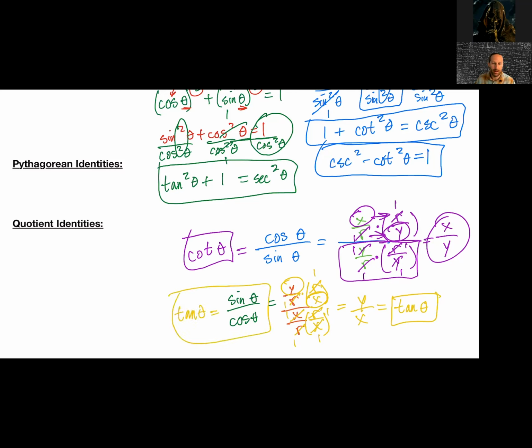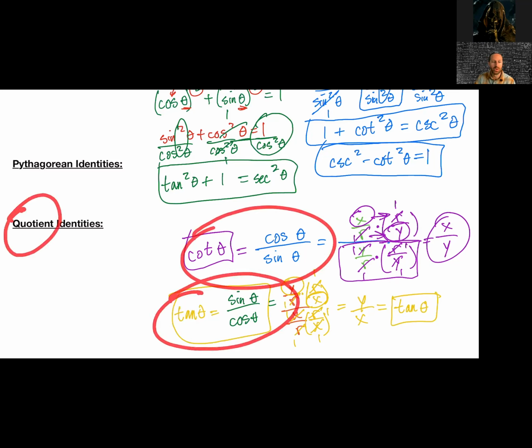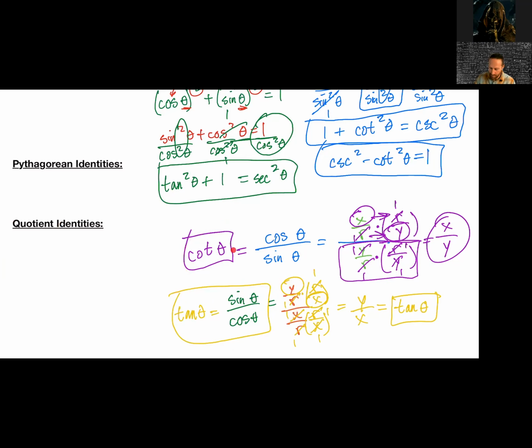Oh, and by the way, those are therefore what we are going to call the quotient identities, because these things are identical. And rather than having two trig functions as a fraction divided, we can write it as 1. Much better. Okay? So the quotient identities I will put over here.